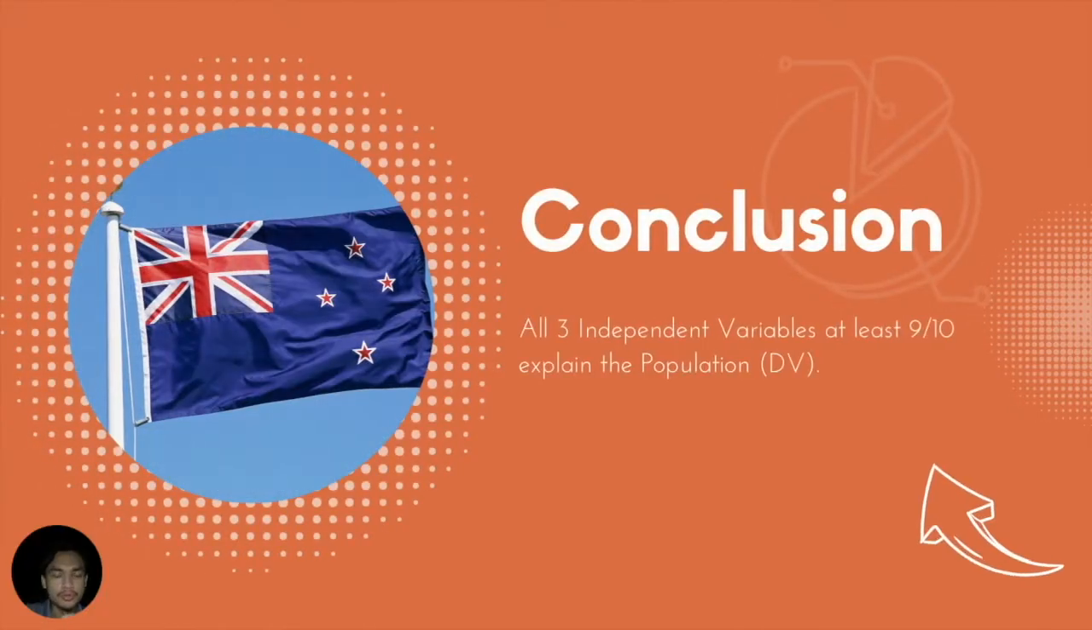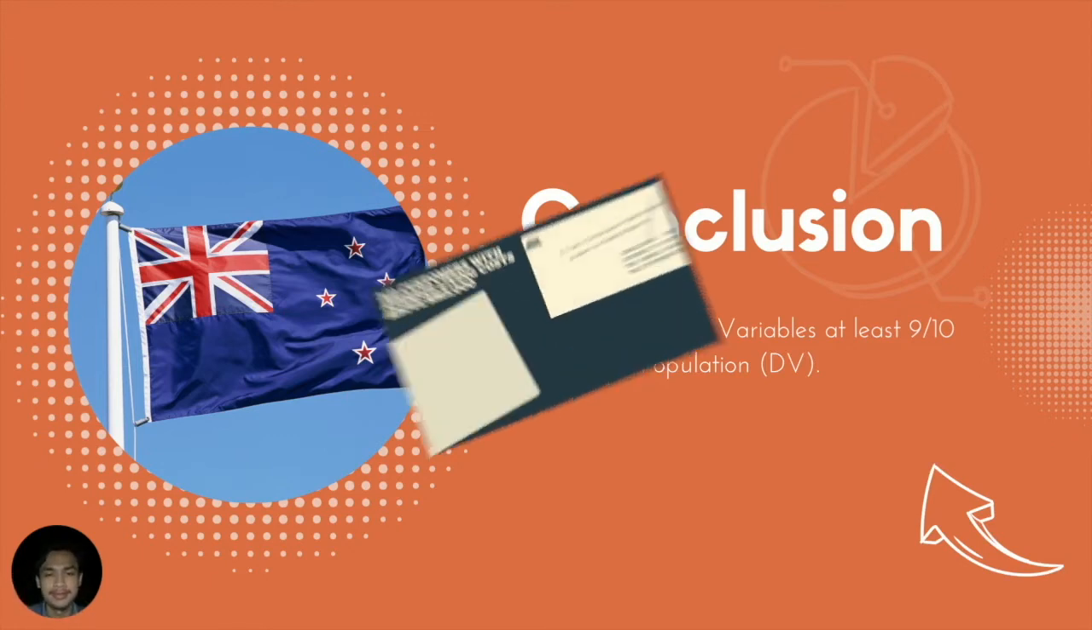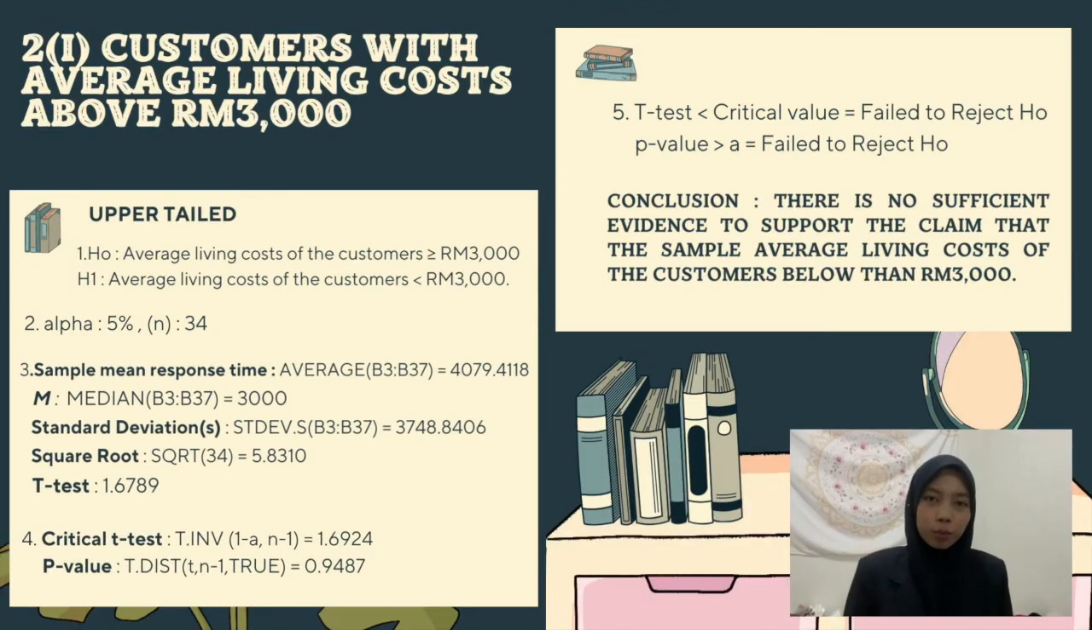So to conclude our presentation on the multiple regression analysis, we believe that all the three independent variables, at least 9/10%, explain the population, which is the dependent variable. Right. So next for question 2-1 Roman, customers with average living cost above 3,000.